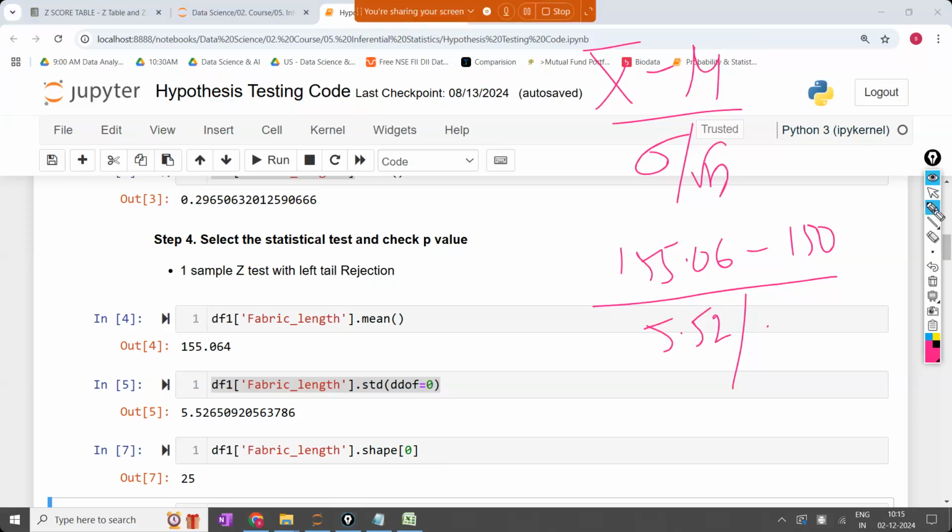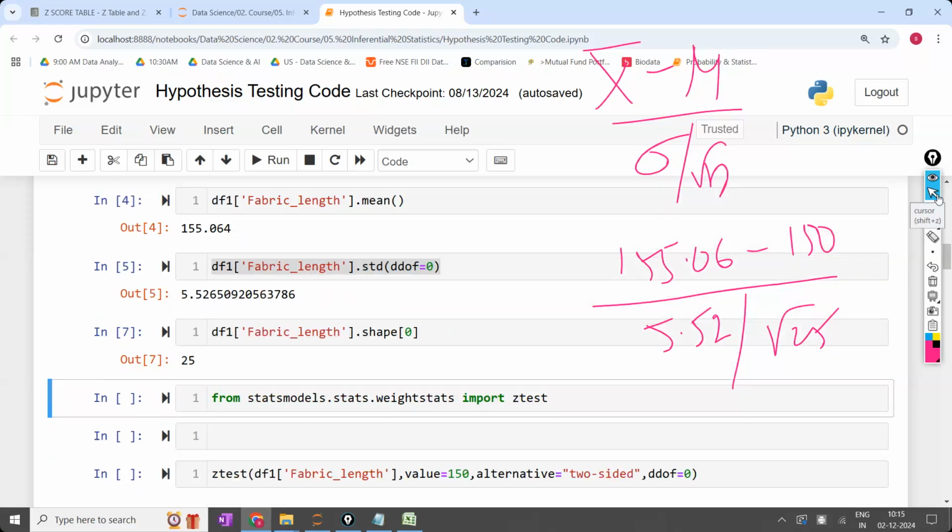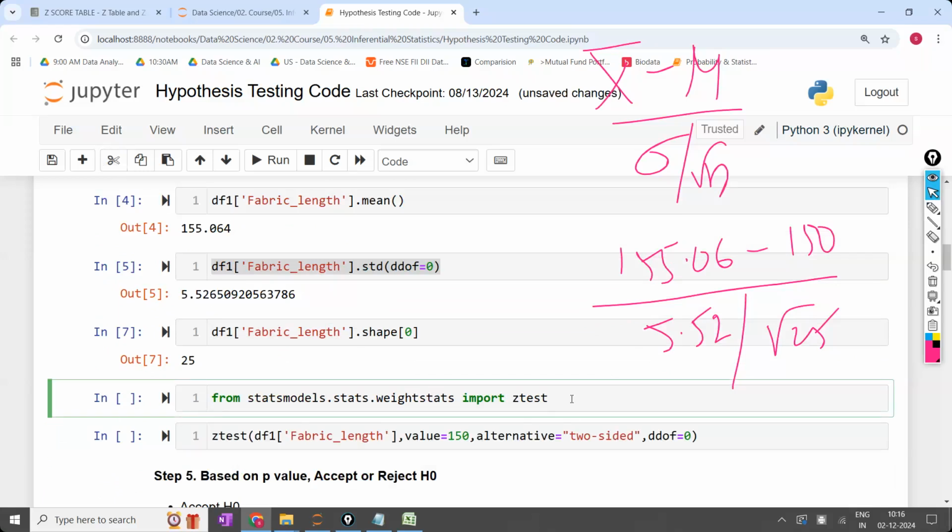Now that is 25, square root of 25. Calculate. What is the answer for this? (155.06 minus 150) divided by 5.53 divided by square root of 25. What is the value? 3.37? 4.59. Cross check. 4.59 would be the correct answer.